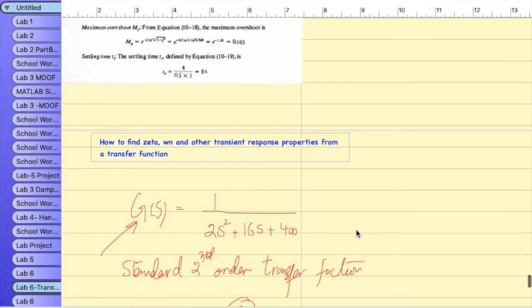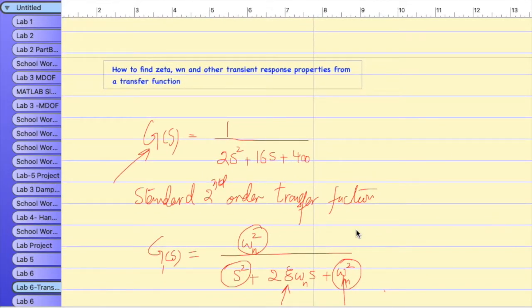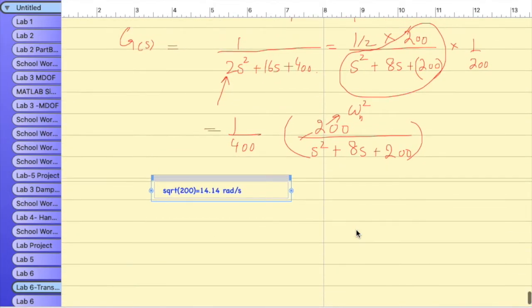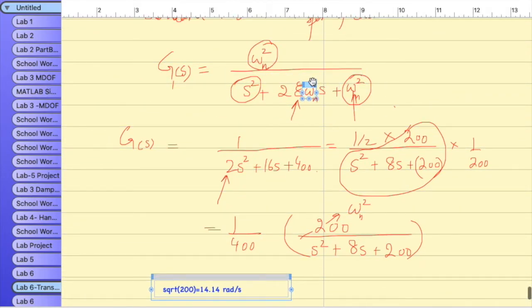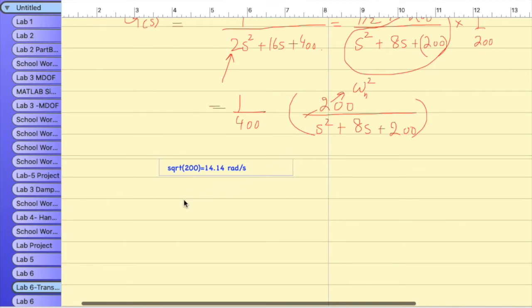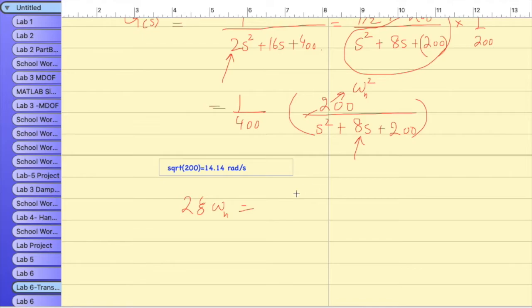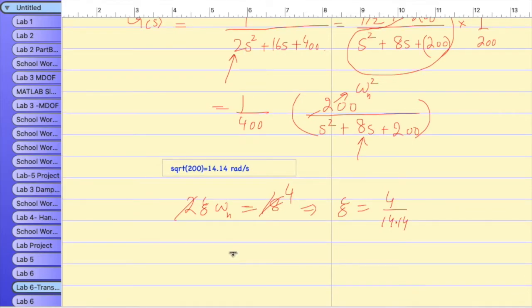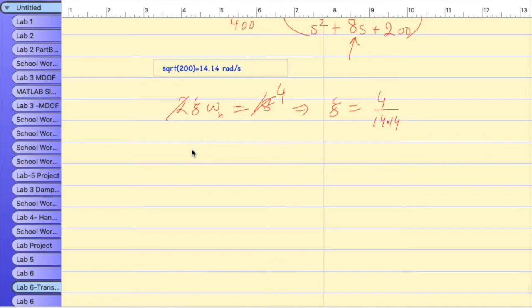So the objective is, from the transfer function, to find the natural frequency and zeta. The next help from the standard function is the coefficient of the s term, which is 2 zeta omega n. Let's compare with the actual one. The coefficient in our actual transfer function is 8. This gives me another equation. So 2 is cancelled by 4, since 2 fours are 8. That means zeta equals 4 divided by 14.14. Let me do the math in this calculator. This is my damping ratio. It is unitless.